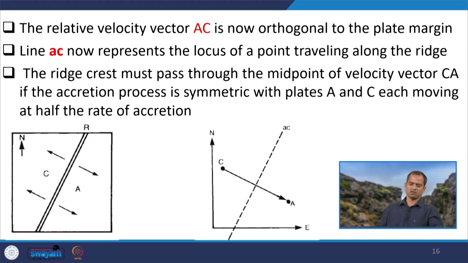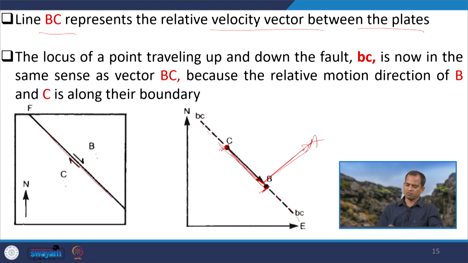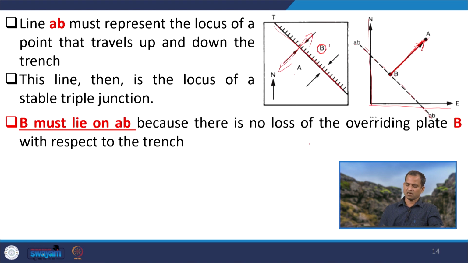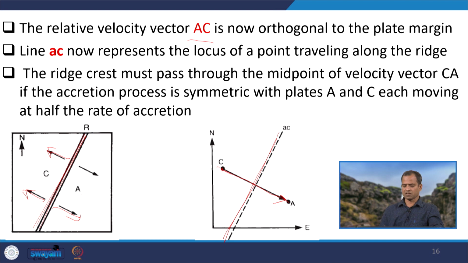Now, coming to the third part. So, here AC, that means A and C, it is one ridge. So, that means your relative velocity vector will be like this or will be like this. So, now you see the relative velocity triangle is like this and this orientation of this plate boundary is like this. So, this is the perpendicular bisector of this relative velocity triangle line. So, now before that we have constructed the triangle like this, and this third I am constructing like this, and this is the orientation of this plate boundary.